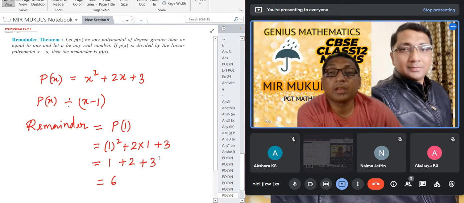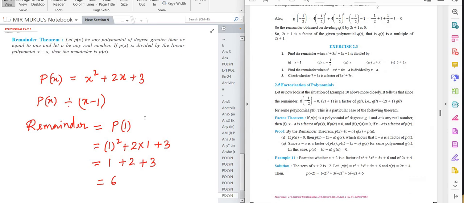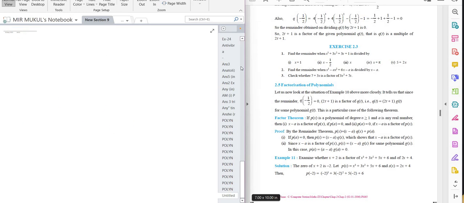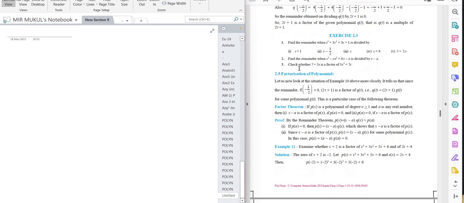Now we'll start exercise 2.3. Find the remainder when x cube plus 3x square plus 3x plus 1 is divided by x plus 1, x minus 1 by 2, x plus pi, or 5 plus 2x. So, answer 1.